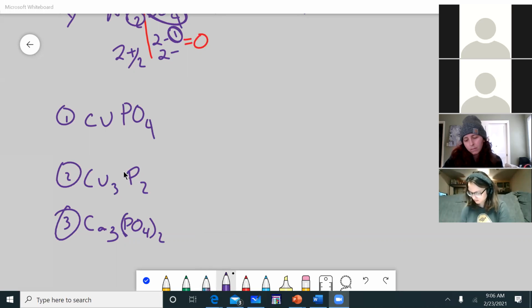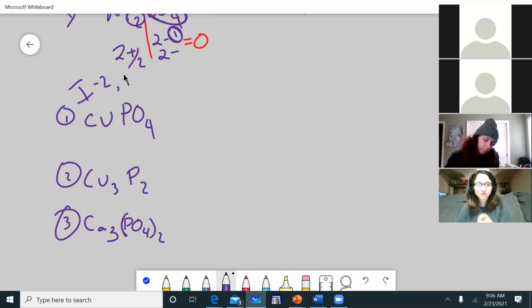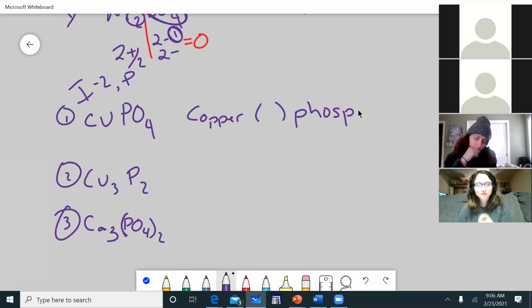All right, so you kind of get a mishmash of things in here. This first one is ionic. It's type 2 because copper is an unpredictable charge, and it has a polyatomic ion in it. So in that case, I need to name the metal first, copper. I will need to give it a charge. I'll come back to that. And then I need to name the polyatomic ion, phosphate. I don't change anything about the polyatomic ion. I just list it.